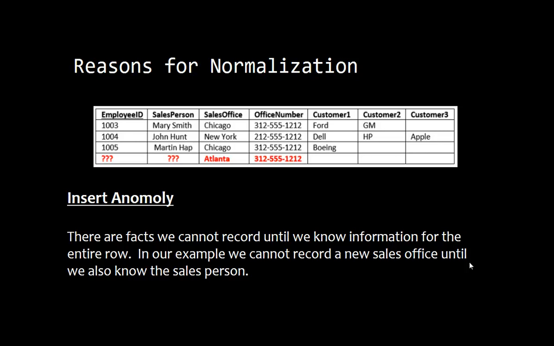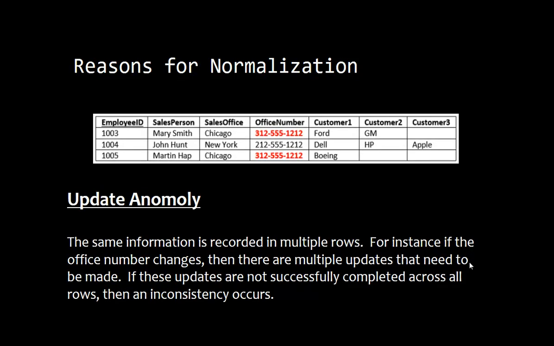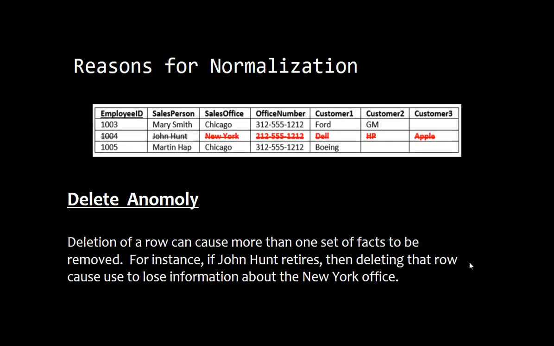If we wanted to insert a record here, let's say Atlanta opened up and we wanted to add that office, we can't add that office until we know the salesperson that's going to be in that office. That could cause issues, once again an anomaly in regards to an insert. Update anomaly: the same information is recorded in multiple rows. For instance, if the office number changes, as we've already talked about, there are multiple updates that need to be made. Okay? A delete anomaly.